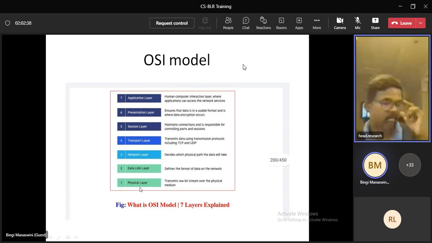And about the physical layer, it transmits raw bits over the physical medium.